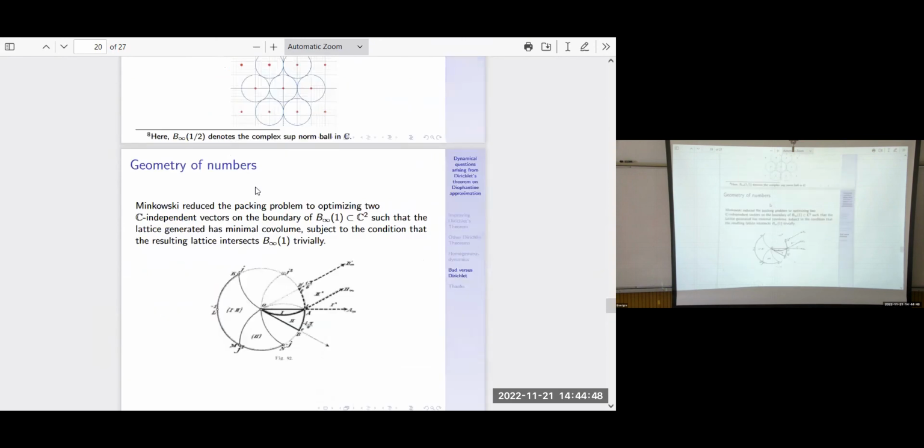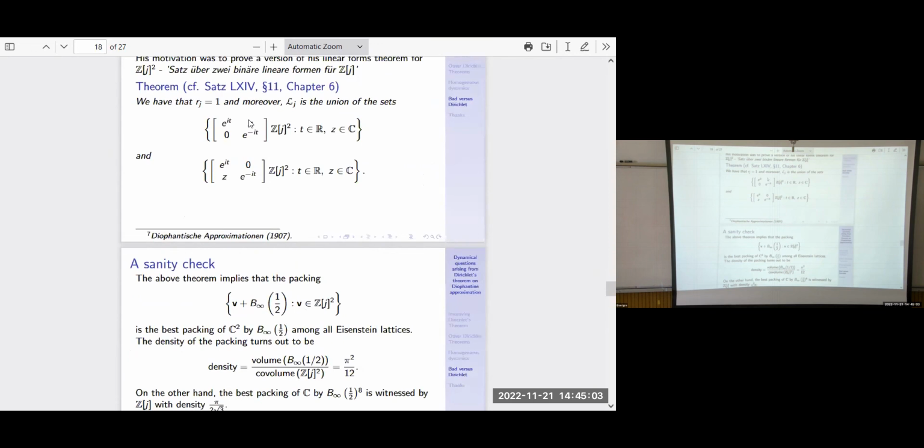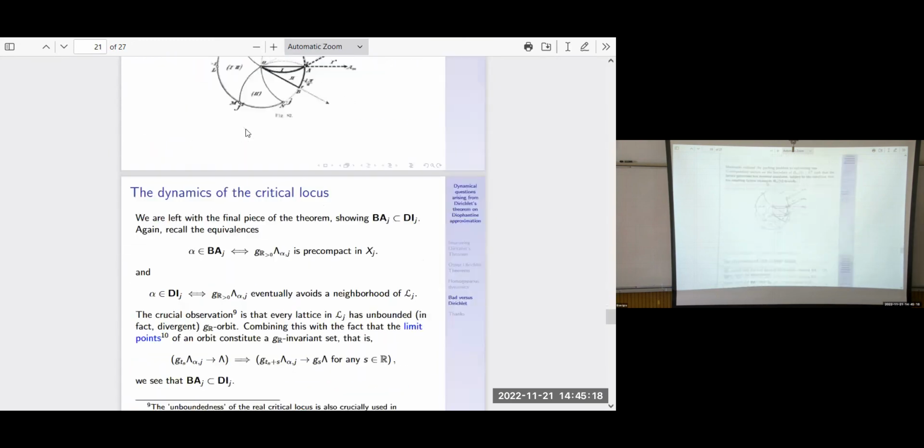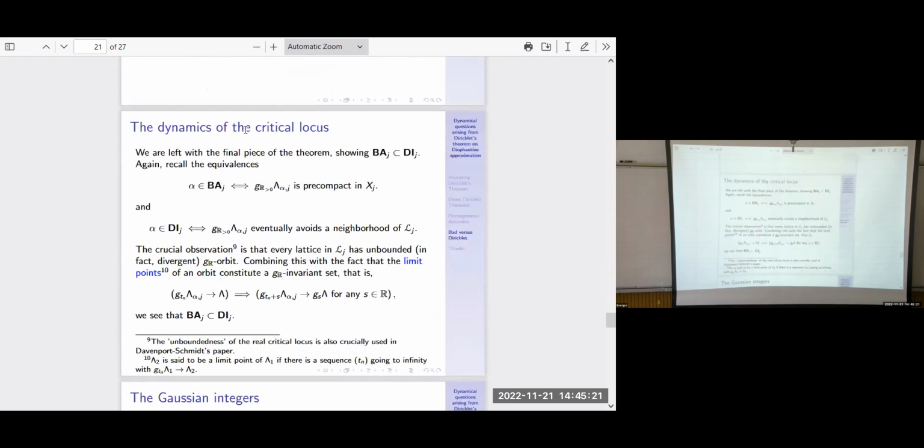You're saying more than that they're all divergent, right? It's the same set: the set of critical lattices is exactly the set of lattices generated by two such vectors. Yes, I'm saying more. But with the divergence property, it turns out you can rewrite Davenport-Schmidt's argument with the help of Dani in one line.